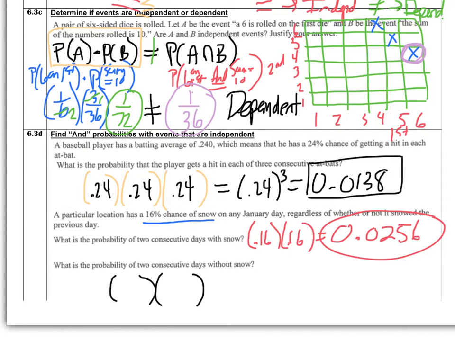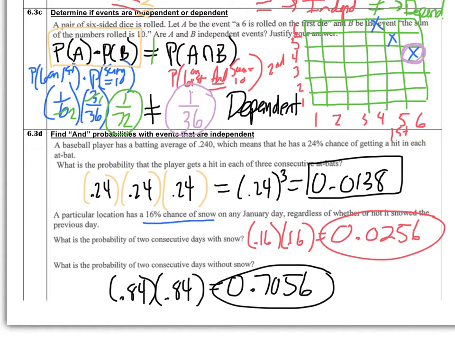That would be 1 minus 16%, or 84%. In this case, another 84%. If you multiply those two together, you're going to end up getting that the answer is 0.7056. So it's much more likely it doesn't snow 2 days in a row.